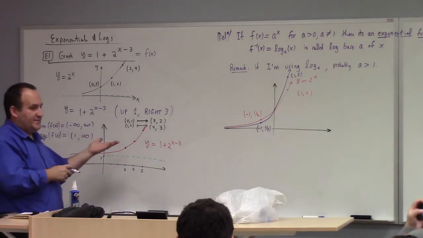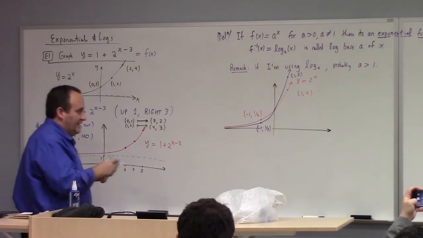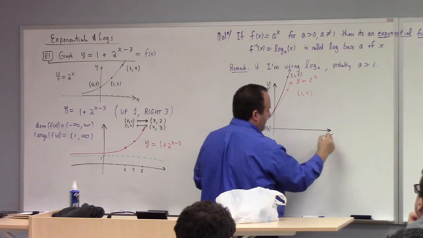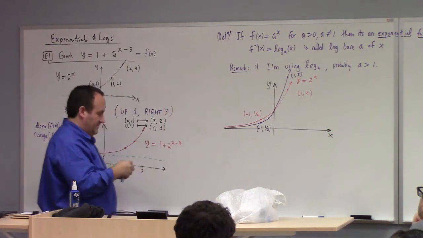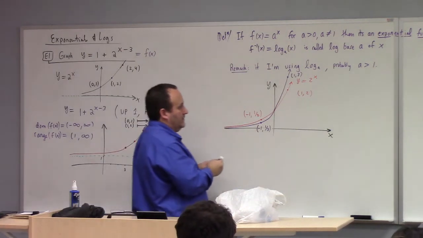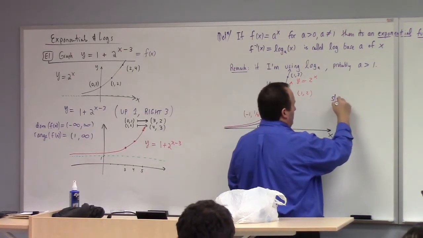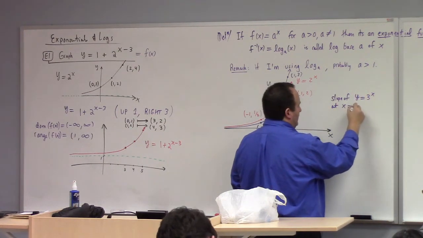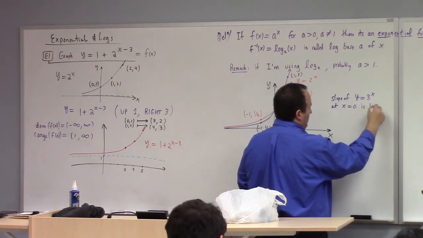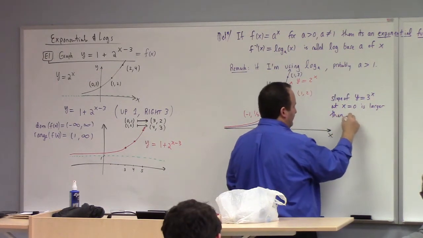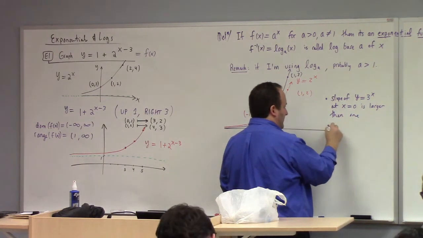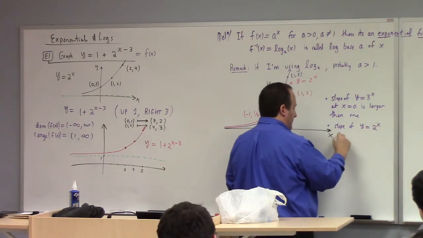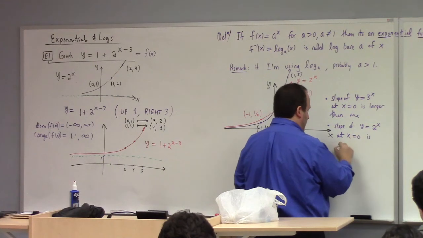And if you study these graphs carefully, and I got out the Desmos and we looked at it and stared at it for a bit, you could figure out that the slope of y equals 3 to the x at x equals 0 is larger than 1. And you could also observe that the slope of y equals 2 to the x at x equals 0 is smaller than 1.